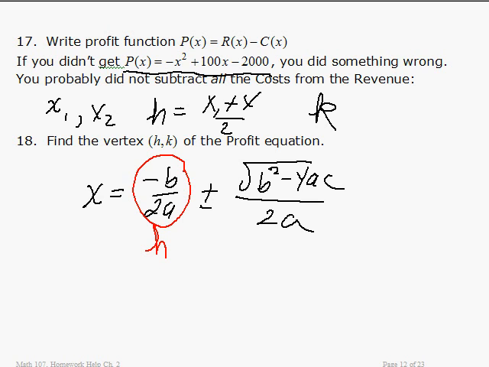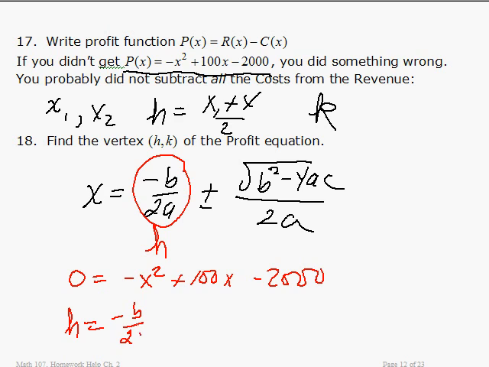So let's do it that way and solve this equation using that form. So I have to write it equal to 0. So 0 equals minus x squared plus 100x minus 2,000. Alright? And now I'll say that h is minus b over 2a. So I've got the 100 here, so that becomes minus 100, over 2 times a, negative 1. A is negative 1. Remember the invisible 1 here. So that means h is 50. Then I take the 50, put it back in this equation, and I would find k from that. That would give me the vertex of the profit equation.